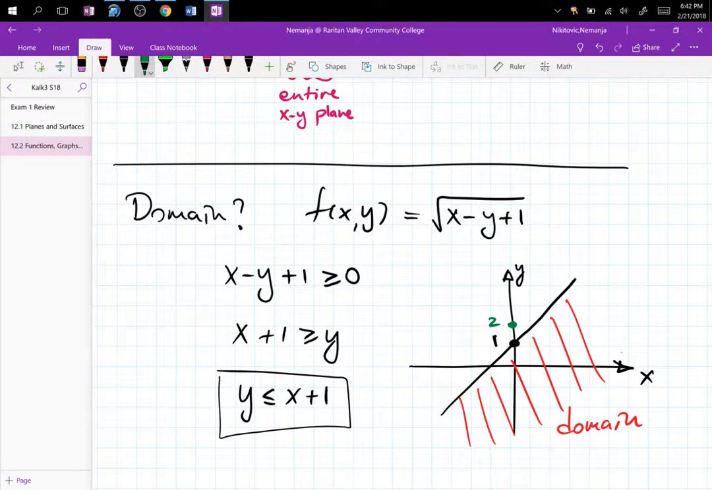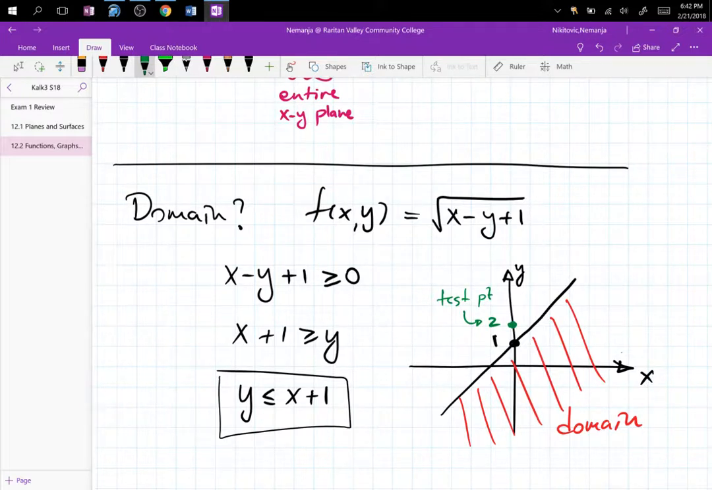X is 0. That's negative 2 plus 1, negative 1 under the root. See? So it doesn't give us the real value as the answer. So you know it's good, right? So what was this? This was my test point. That was my test point, and we saw that it's good. Now plug in 0, 0, which is definitely in the domain, and you get square root of 1, which is 1.